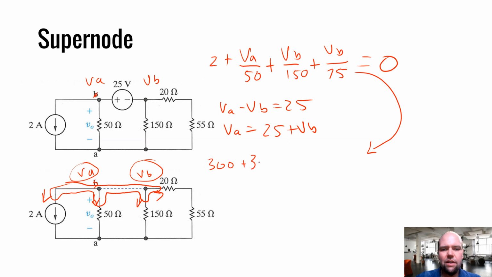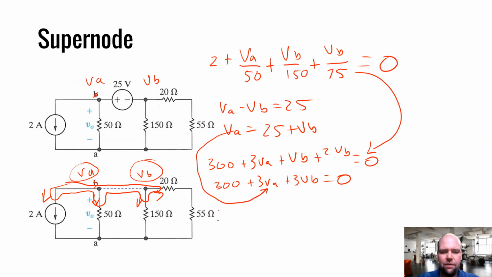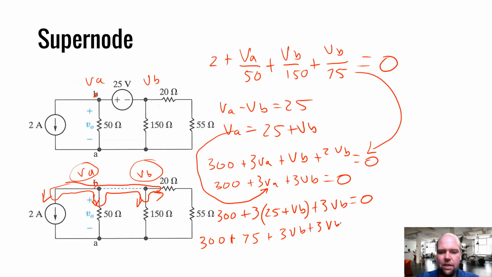300 plus 3VA plus VB plus 2VB equals 0. That's 300 plus 3VA plus 3VB equals 0. And then plugging this in for VA here, we have 300 plus 3 times 25 plus VB, plus 3VB equals 0. That gives us 300 plus, I guess this time I'm solving for VB accidentally. It doesn't matter, we just add or subtract 25, but that's what I'm doing. 300 plus 75 plus 3VB plus 3VB equals 0.